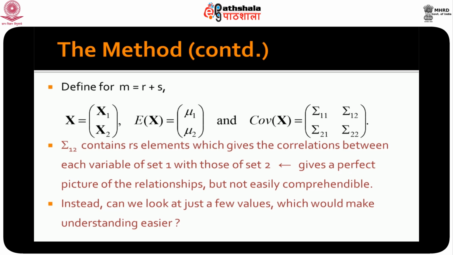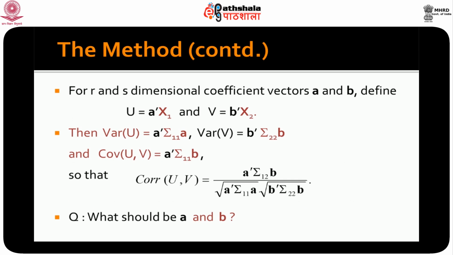It will give you very informative ideas of how the first set variables are related to the second set, but it will not be comprehensible. So we need to synthesize this, and that's basically what our purpose is. So instead of looking at these rs correlations between the first set variables and the second set variables, we want to do this in maybe 1, 2, 3 correlations, which would collect all this information and give us much more concise results so that they can be interpreted.